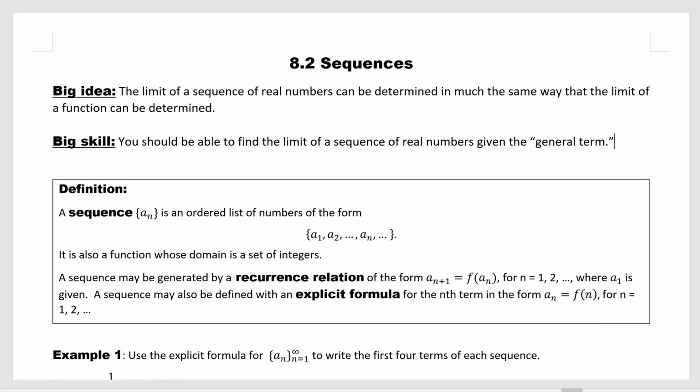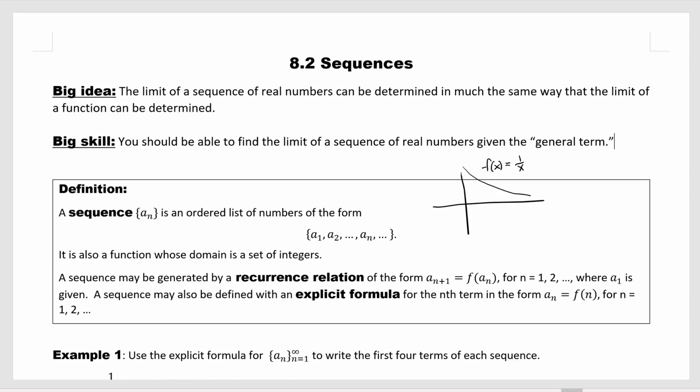So here is the definition of a sequence. A sequence is an ordered list of numbers of the form a1, a2, an, etc. Okay, it's also a function whose domain is a set of integers. Well, we know what a function is, right? It could be something like that. Let's say f of x is 1 over x.